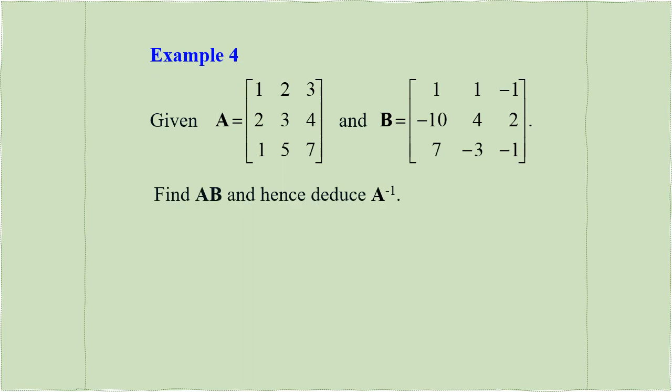So example 4. So we have 3 by 3 matrices. Let's find out what is A multiplied by B and hence deduce A inverse. Okay, so I forgot to highlight this word, hence. What it means by hence, you need to answer this question relating to the previous question. Okay, you cannot use another method to solve it. So it must use the previous question. So the first thing we need to find is A multiplied by B.